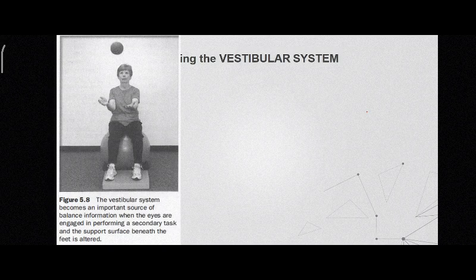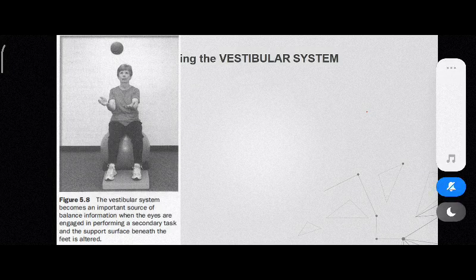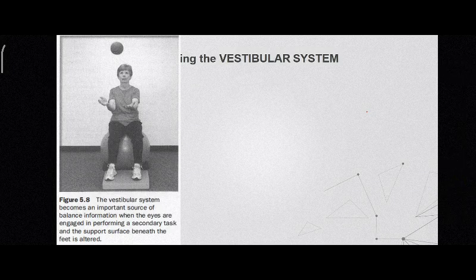Now let us force the vestibular system. In this we can see that the patient is sitting on a ball, which is quite difficult, and we have removed the proprioception from the legs also. The legs are placed on a foam, and now the patient is doing a juggling exercise with the ball. In this way we are actually forcing the vestibular system to come into play.